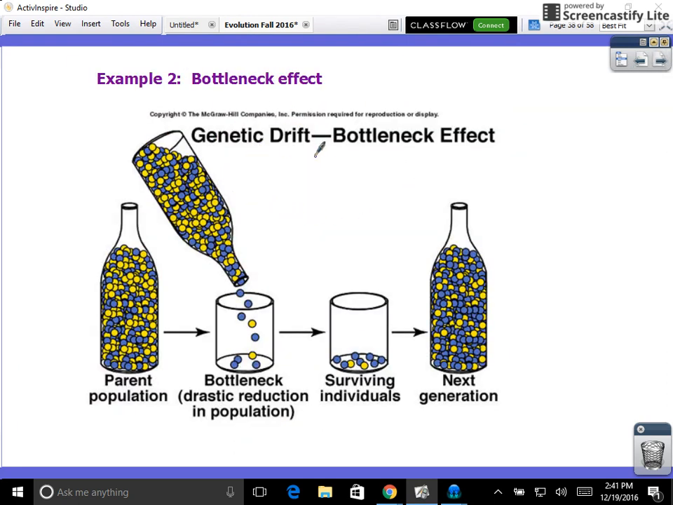Another example of genetic drift is something called the bottleneck effect. Something limits the parent population. There's a drastic reduction. It could be overhunting, it could be a natural disaster, but the surviving individuals may not necessarily represent the parent population. Therefore, the next generation is going to look different than the parent population.